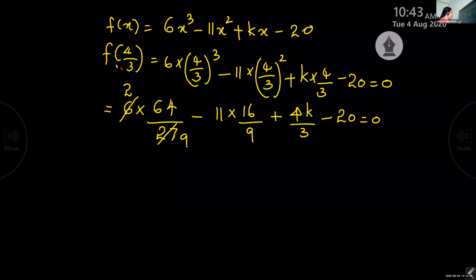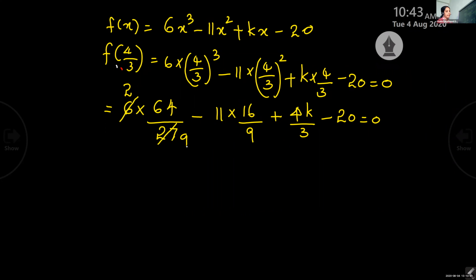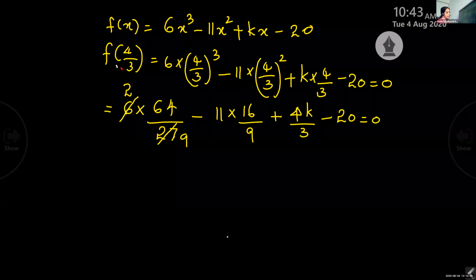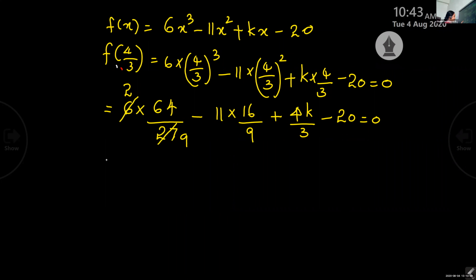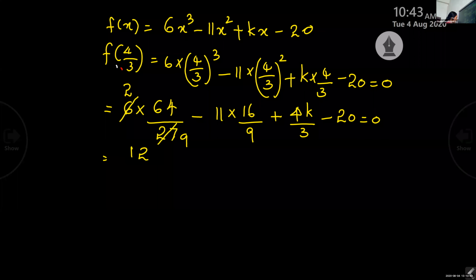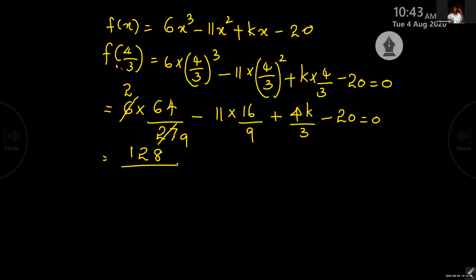Now children, there are two fractions with the denominator 9. One is 2 into 64. What is 2 into 64? 128. 2 into 64 is 128 by 9 minus 11 into 16. Can you find out 11 into 16?